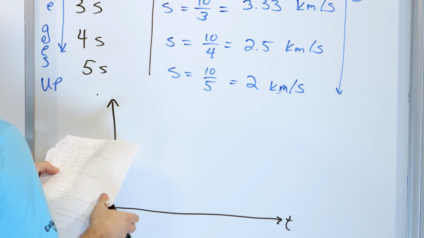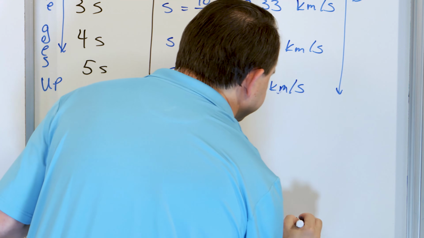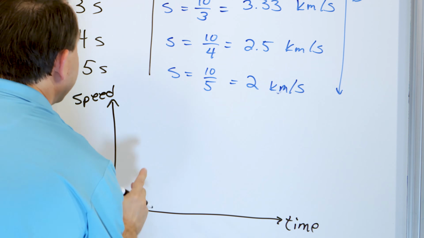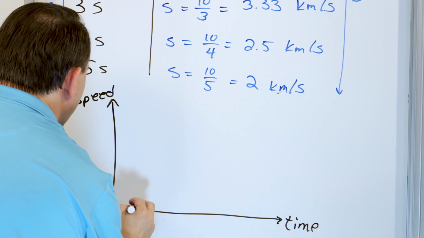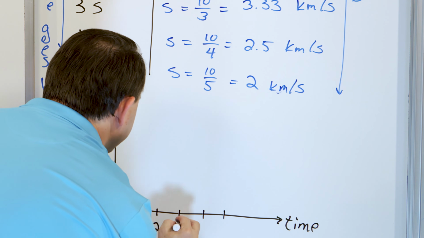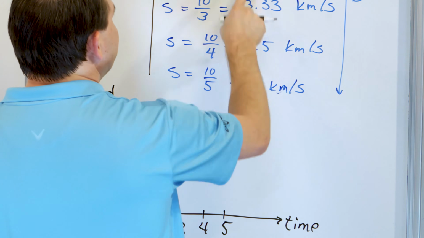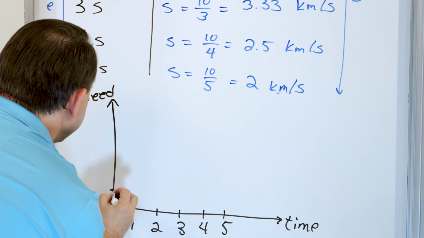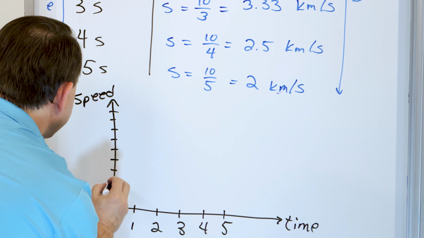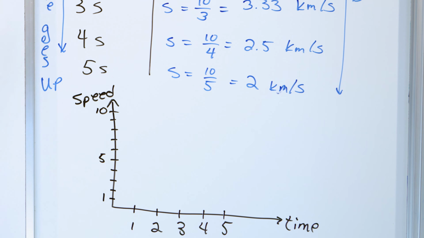So I'm plotting the speed, and this is the time. All right, so now we need some tick marks. Notice I went from 1 to 5 seconds. So I'll say 1 second, 2 seconds, 3 seconds, 4 seconds, 5 seconds. And my speed went from 2 to 10. So I'll do something like 1, 2, 3, 4, 5, 6, 7, 8, 9, 10. Okay, so now I have enough information.